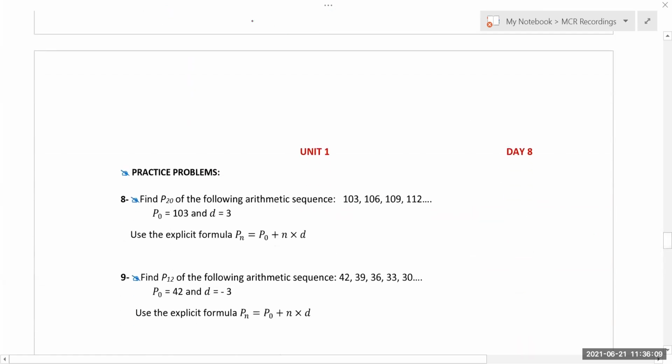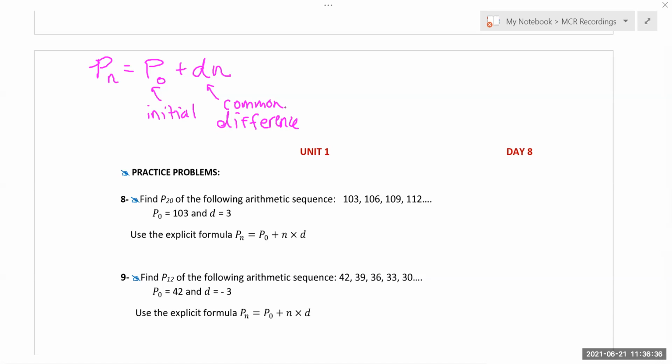So right now would be a good time to pause and work through a couple of these. But just as a reminder, the Pn is equal to the initial value plus that D times N. So initial, common difference, and then N is whatever iteration we are looking for. So go ahead and pause and try a couple of these. So I'm going to go through the answers because you have the pause button.